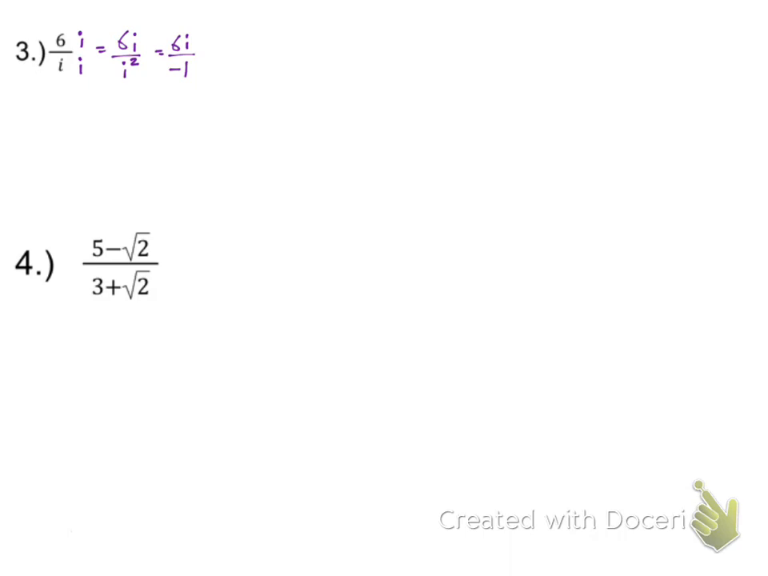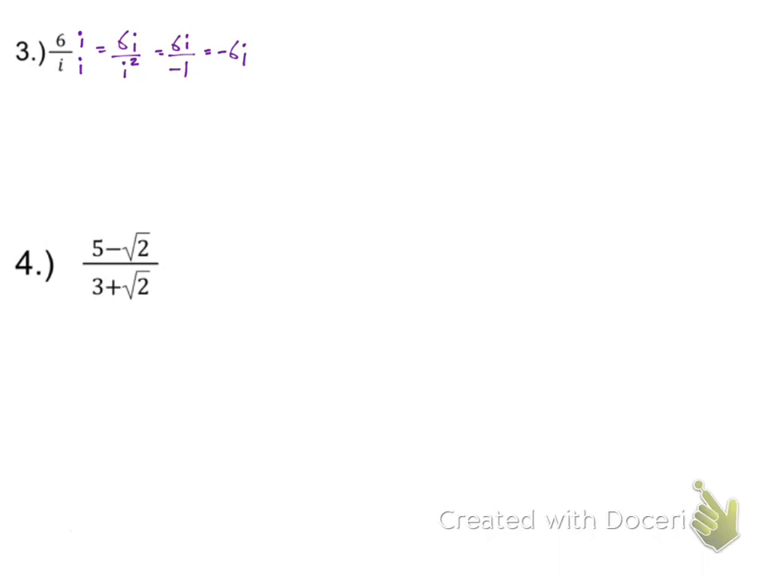And then we can keep going. Which equals? 6i. 6 divided by -1 is -6. -6i. So these aren't too bad, are they? Until you look at number 4. Now you're starting to go, okay. Easy. Okay?